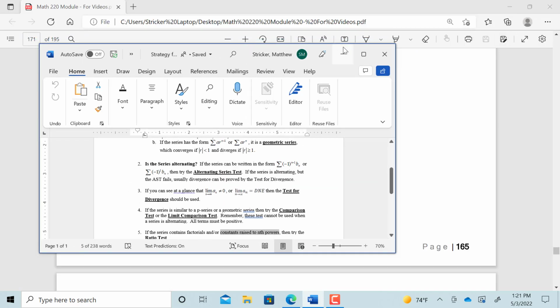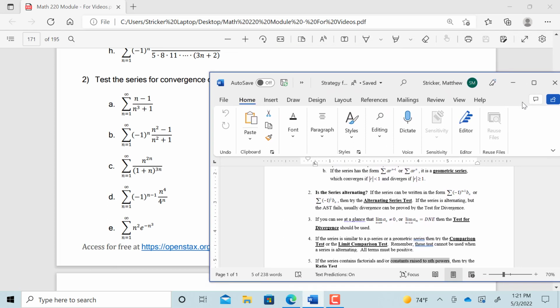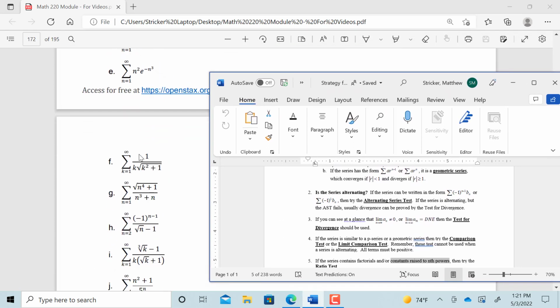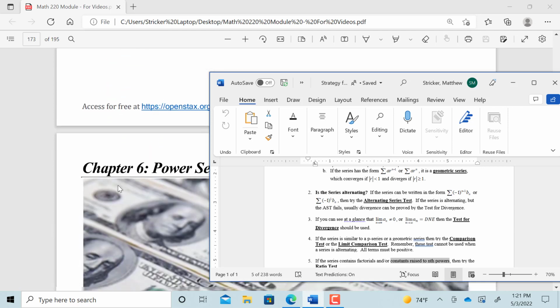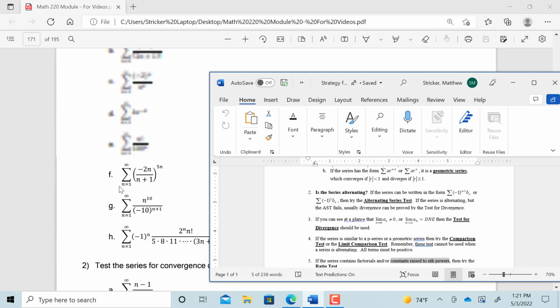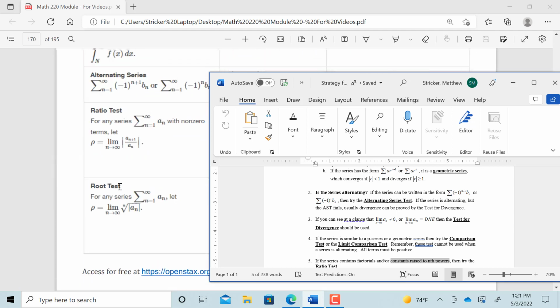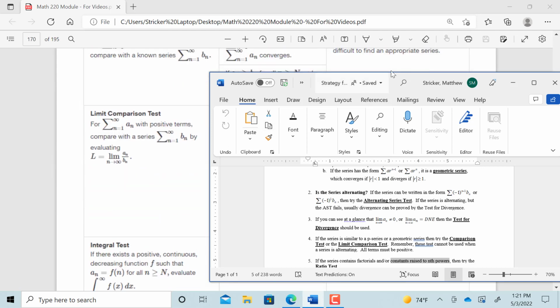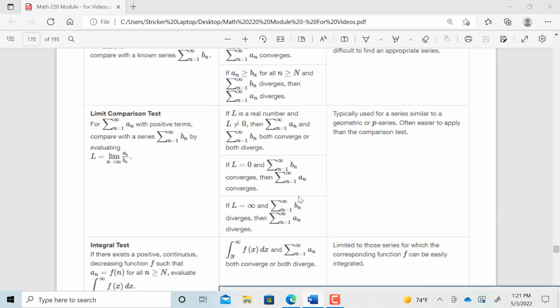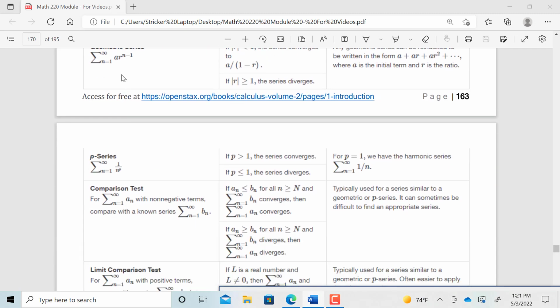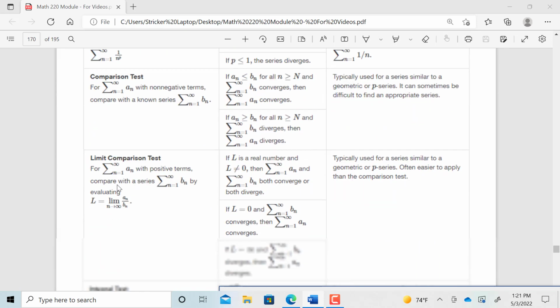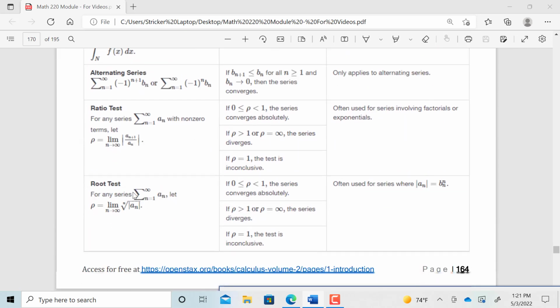I'm going to go ahead and put this off to the side. And the first thing is, if you're having trouble remembering what the different tests are and how to use them, you can look back in your notes. There's also a summary of the tests here in section 5.6, right before the 5.6 lab, right? So the 5.6 section has divergence tests, what geometric and P series look like, comparison tests, limit comparison tests. It has all those tests and how they work right there.